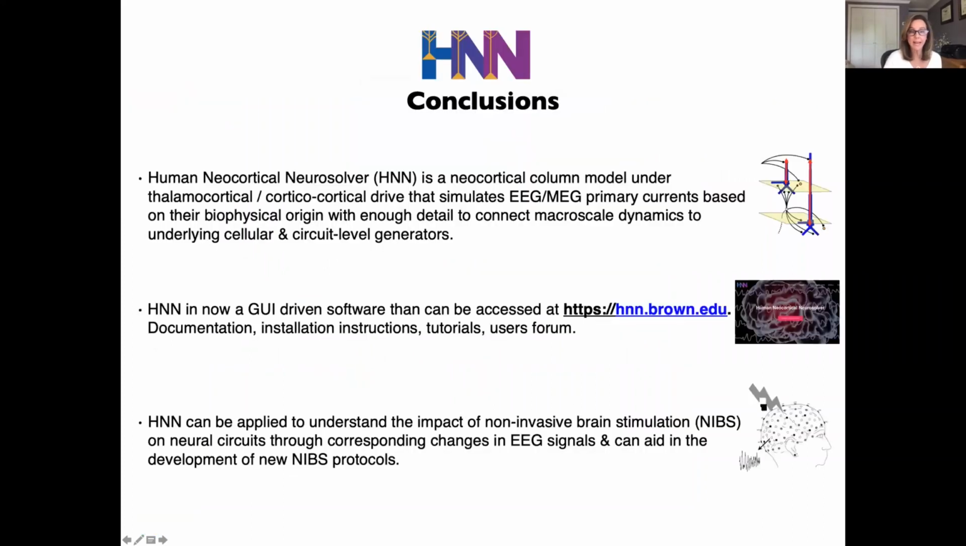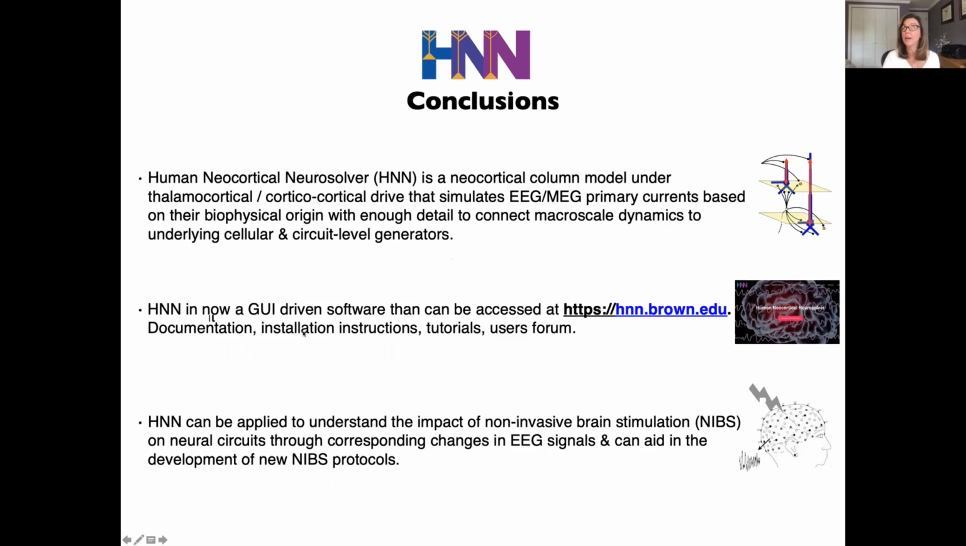And so with that, I'd like to conclude. I've described our new software, HNN, which represents a neocortical column model under thalamocortical and cortical-cortical drive that represents this feed forward and feedback drive to the input. It simulates the primary electrical currents that underlie EEG and MEG with enough detail to connect the macro scale recording to the underlying cellular and circuit level activity.